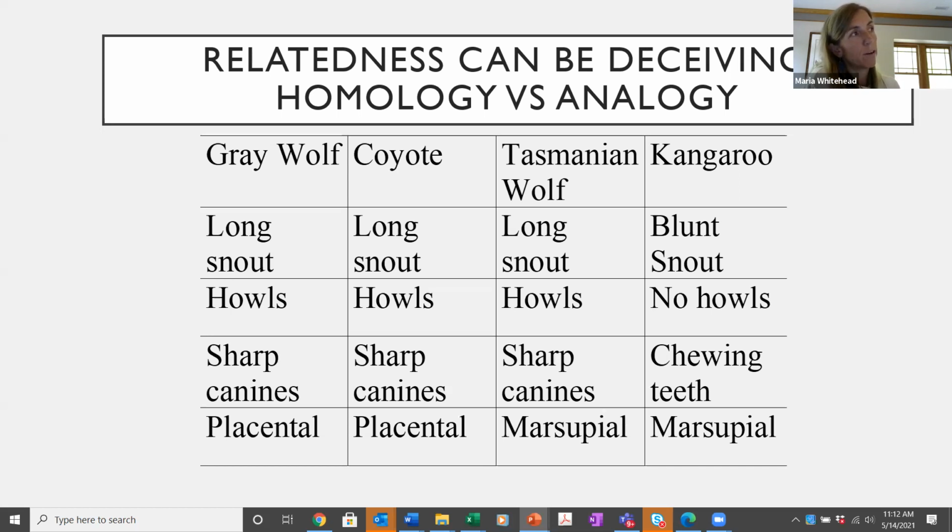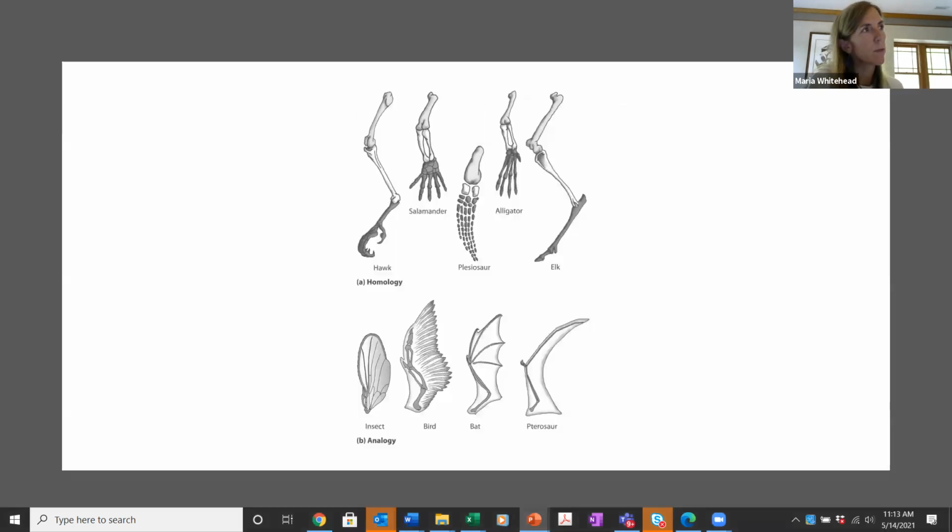The other traits are analogous, which are often evidence of something that we would call convergent evolution. And that's when traits evolved independently of each other, often because organisms are serving a similar function or role in an ecosystem. I've got another example here of homologous forelimbs amongst vertebrates and analogous wings amongst this array of less related organisms.